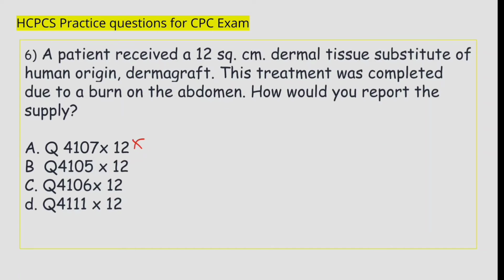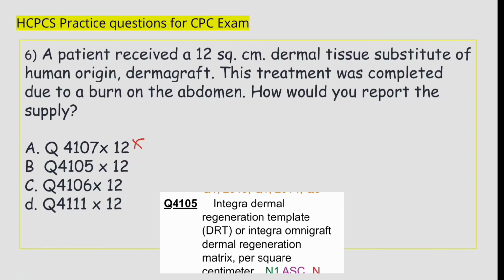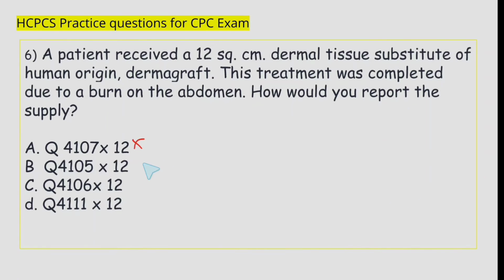Coming to option B, Q4105, which is for Integra Dermal Regeneration Template or Integra Omnigraft Dermal Regeneration Matrix per square centimeter. But in our question, there is Dermagraft. It is not Integra Dermal Regeneration Template or Integra Omnigraft. So by this we'll eliminate option B.